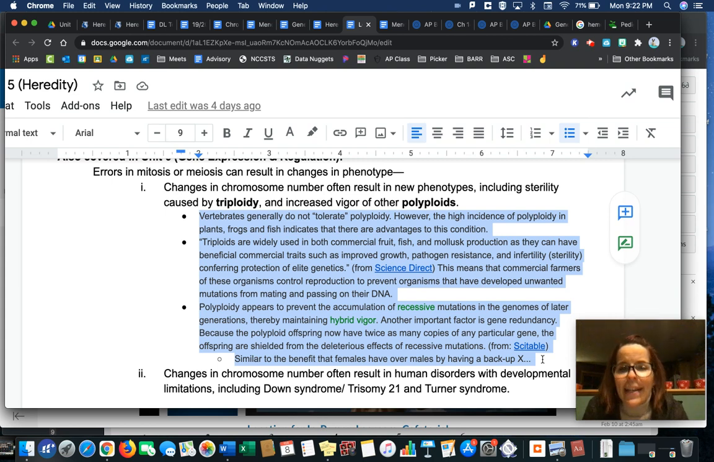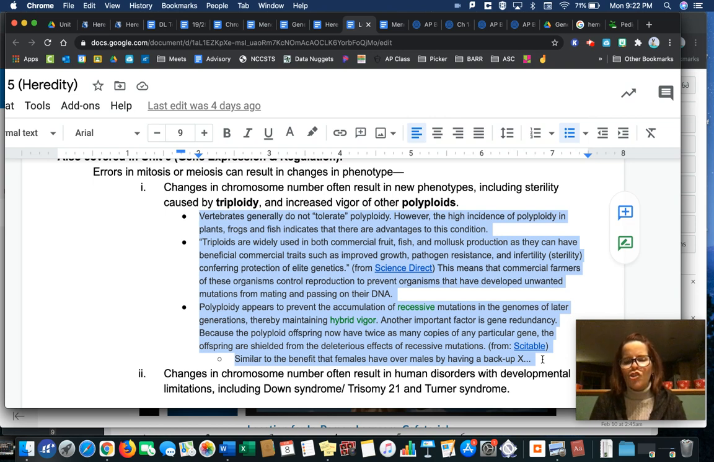Last paragraph here. Polyploidy appears to prevent the accumulation of recessive mutations in the genomes, the DNA, of later generations, thereby maintaining hybrid vigor. So they are stronger and healthier because they have so many extra chromosomes. Kind of like those backup X chromosomes that females have. It gives us a little bit of protection. This is more so because they have backup copies of all of their chromosomes.